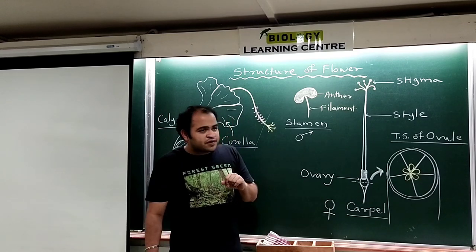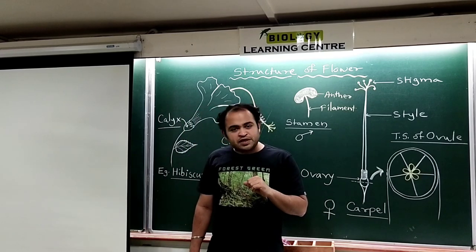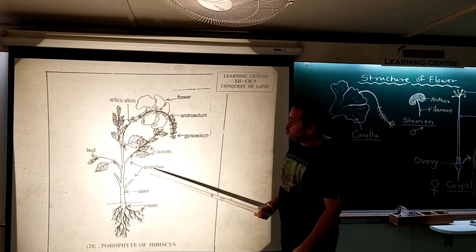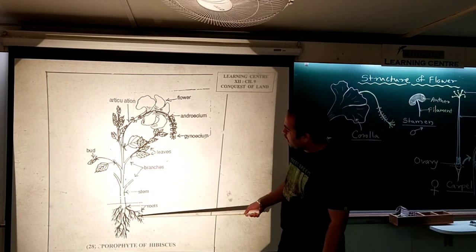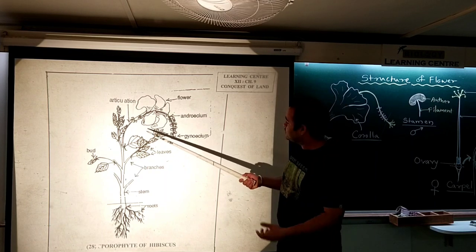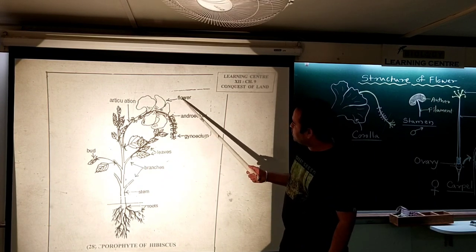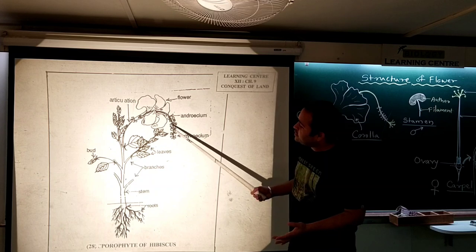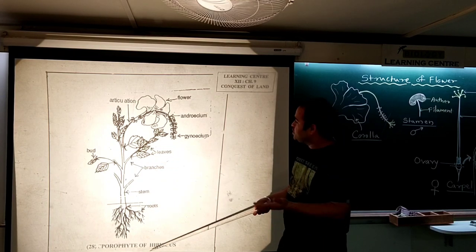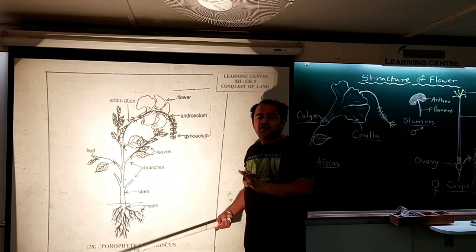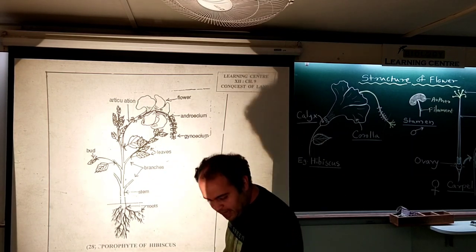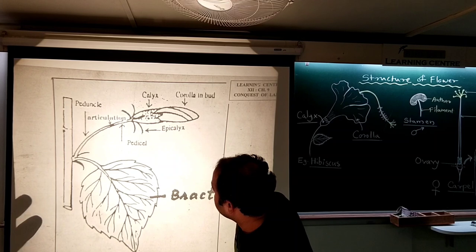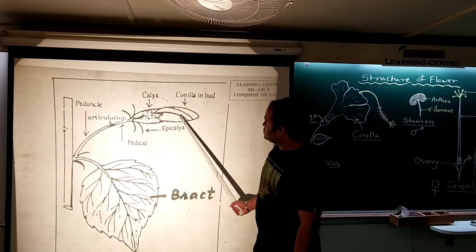I think we can have better pictures about this, so we can start with a little pause. Look at this picture, a typical plant, the entire plant with a flower. Let us think about the flower only. Flower, androecium, that is the male reproductive system, gynoecium, the female reproductive part, and the leaves, the bud, the branches, stem, roots. So this is a typical representation of any flowering plant. Let us have a look at a typical bud condition. So this is a typical bud.